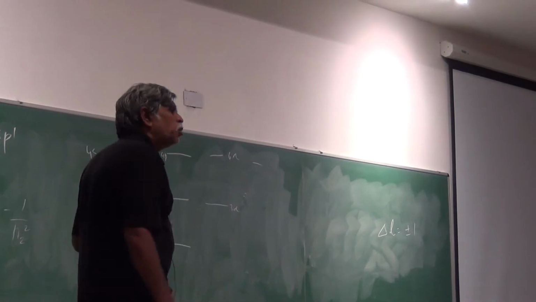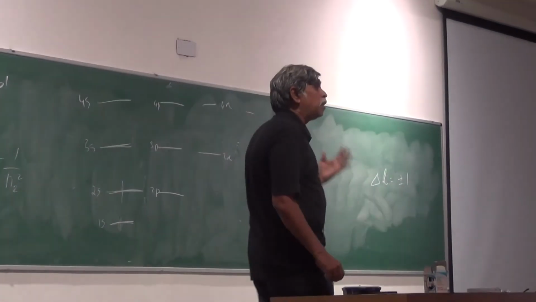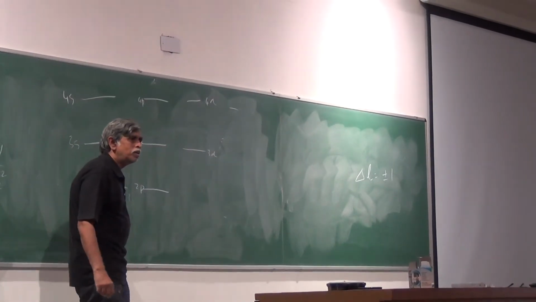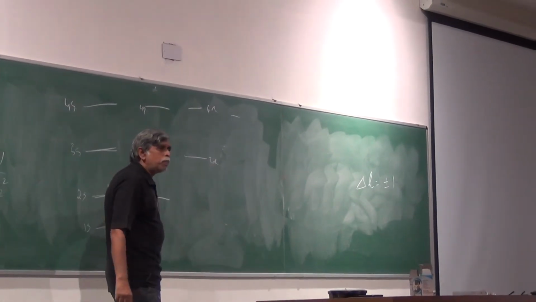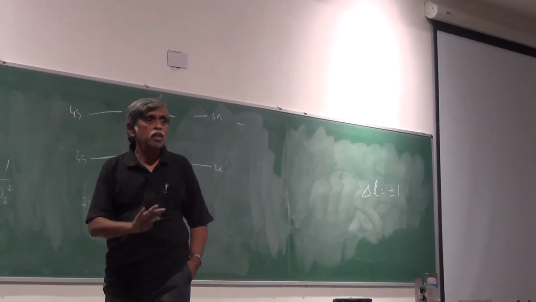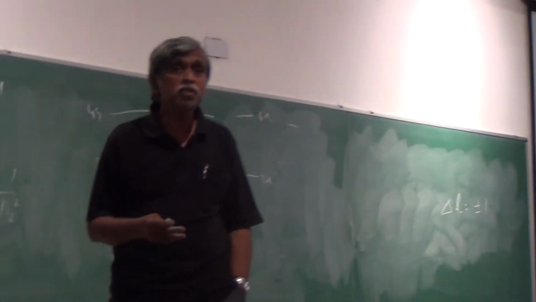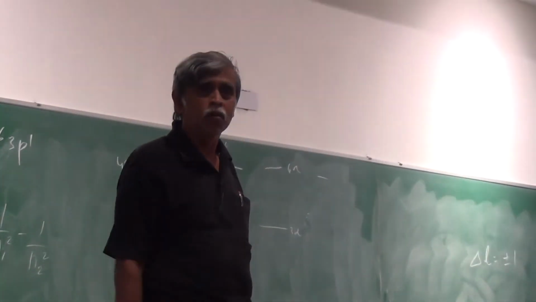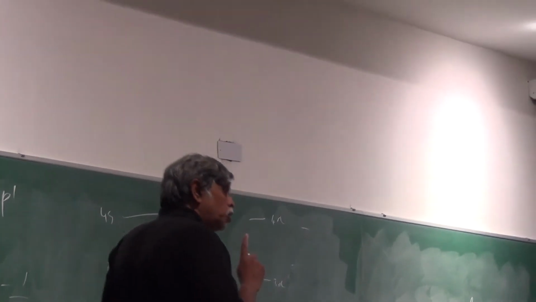What does the delta L equal to plus minus 1 correlation immediately tell me? If I start from S, where can I go? I have to go to a P. I can't go from 1s to 2s, it is not allowed. 1s to 2s cannot be allowed because it would be a delta L equal to 0 transition. No, not allowed. I have to go from 1s to 2p.